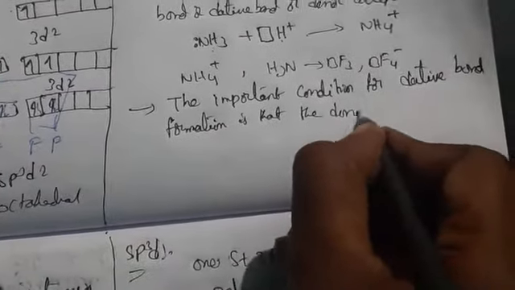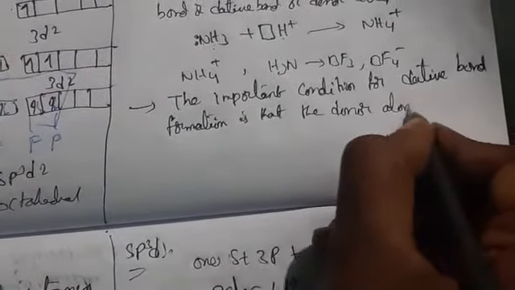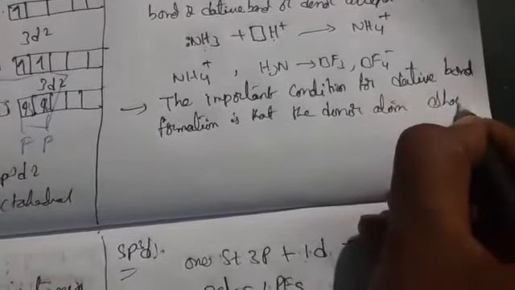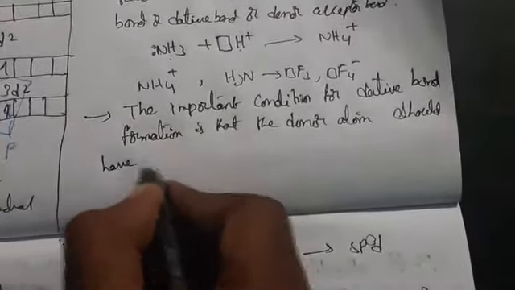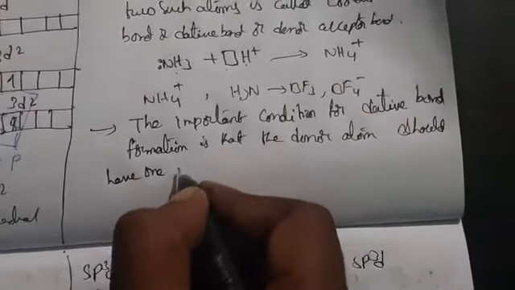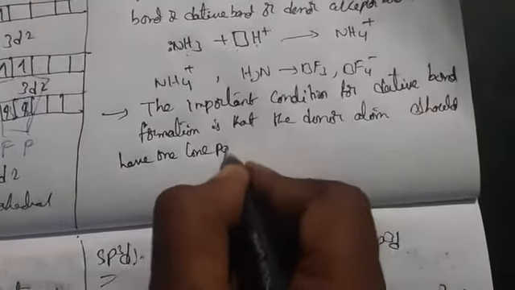The donor atom should have one lone pair of electrons. Here we are having one lone pair, so that's why it is donating electrons. That's why I'm saying the donor atom should have one lone pair of electrons.